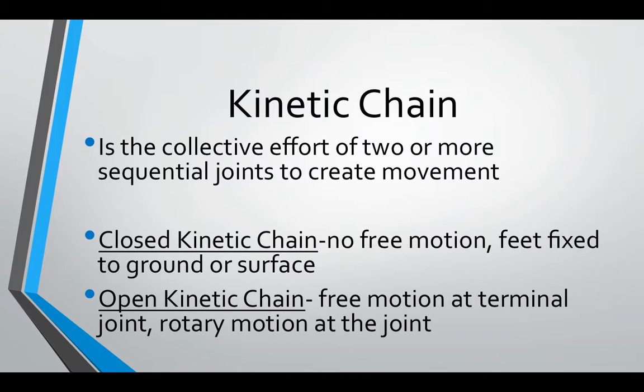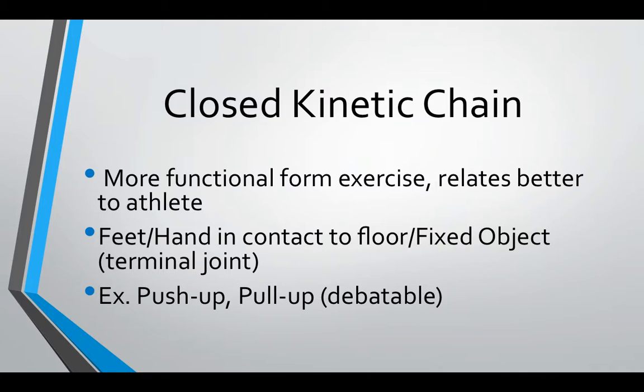When we train, there's closed and open kinetic chain methods. So when you hear closed kinetic chain, this is all going to be referencing the terminal joint, or the joint furthest from the joint with the greatest range of motion that's moving. With the upper body, to keep it real simple, the terminal joint would be the wrist.